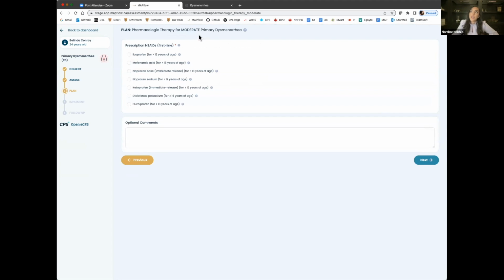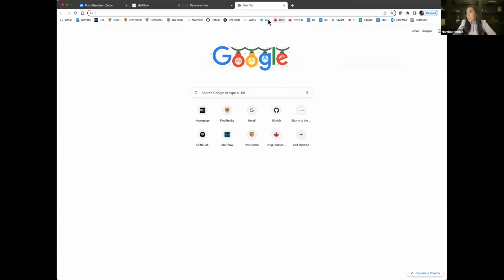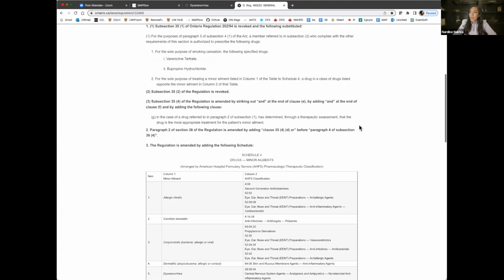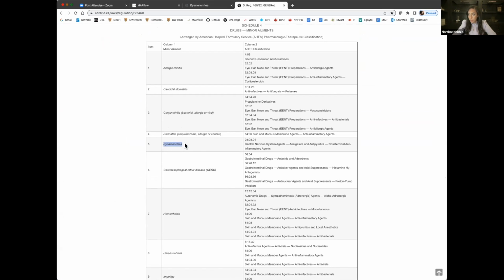Now, this page here shows you the therapies for moderate primary dysmenorrhea. And it may look really simple. It actually took quite a bit of time to come up with these, and I'll show you why. I told you guys that I have this bookmarked, but if you go to Schedule 4 of the regulations here in Ontario, you will see for dysmenorrhea, you can prescribe 280804.